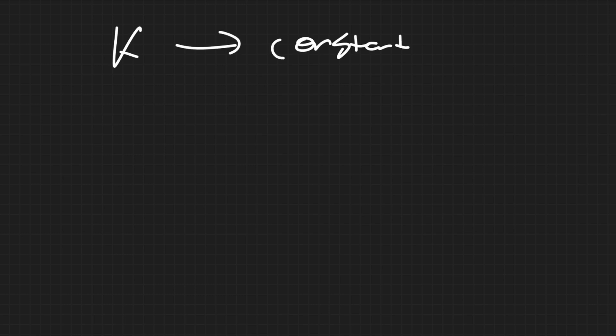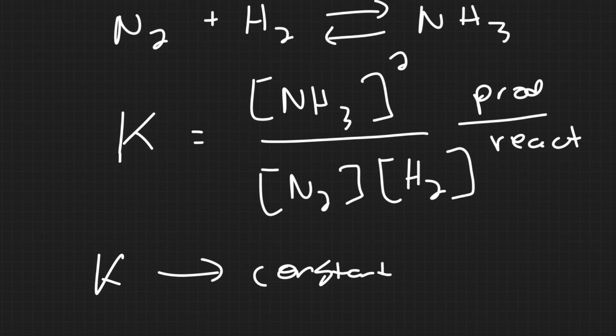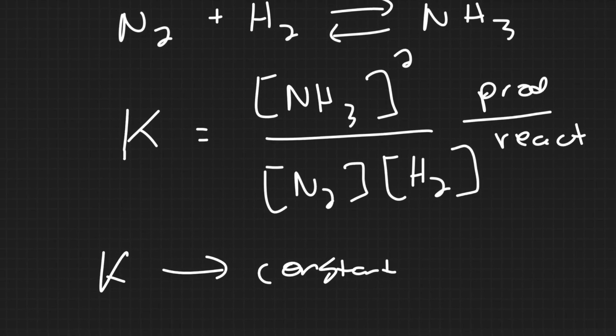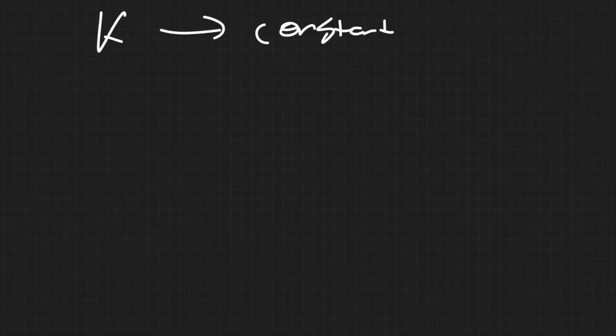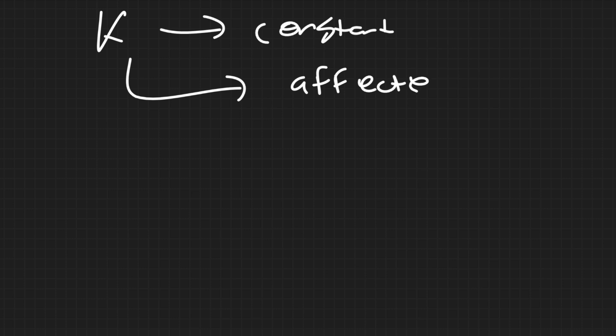So now going more into K. K is a constant, and K is a constant for a given balanced reaction like we had up here, where we had nitrogen and hydrogen gas reacting to make NH3. The thing that will affect K is temperature. So K is affected by T. I'll just put T for temperature.